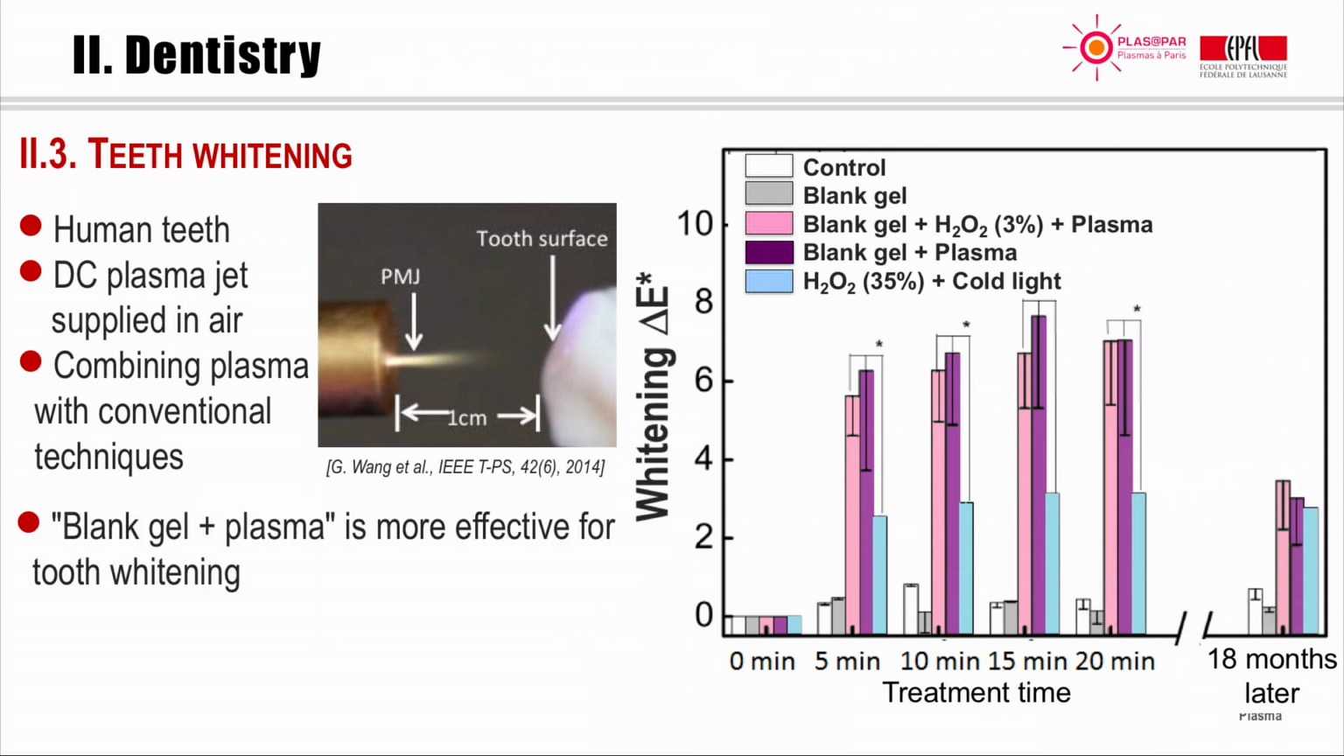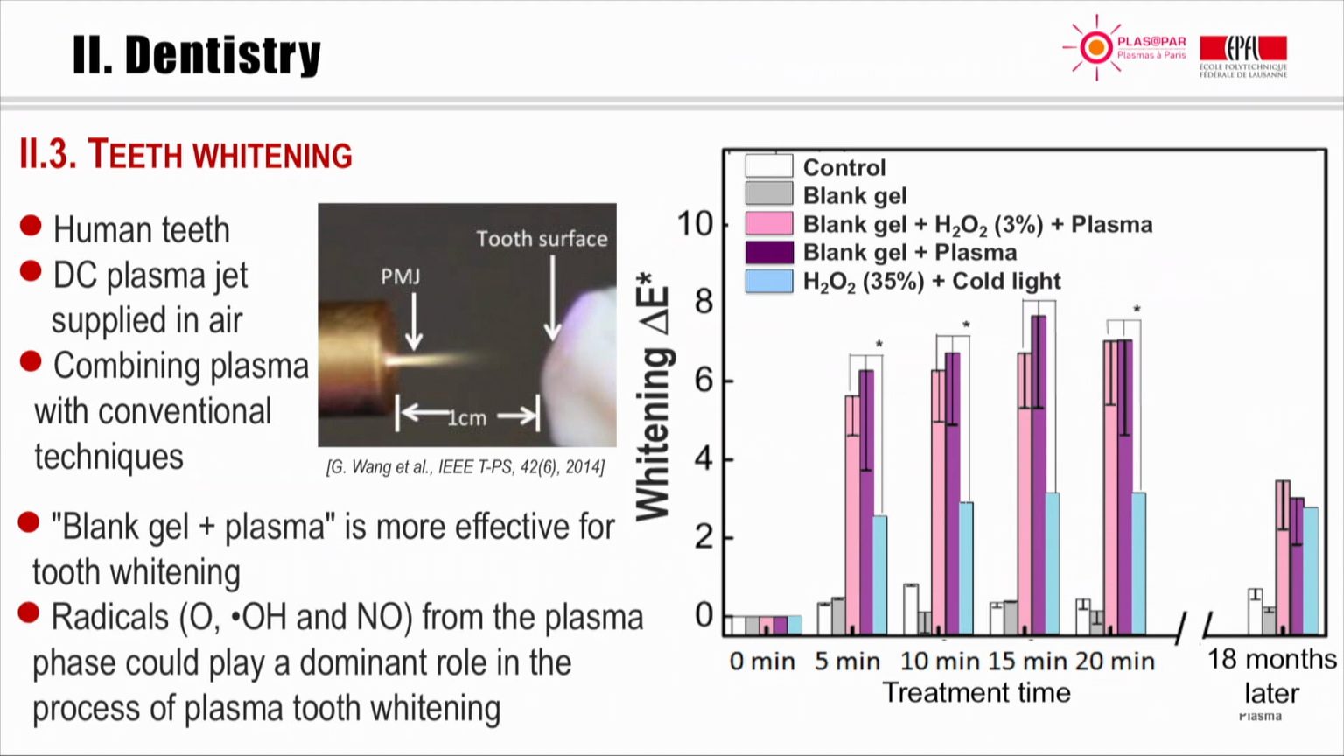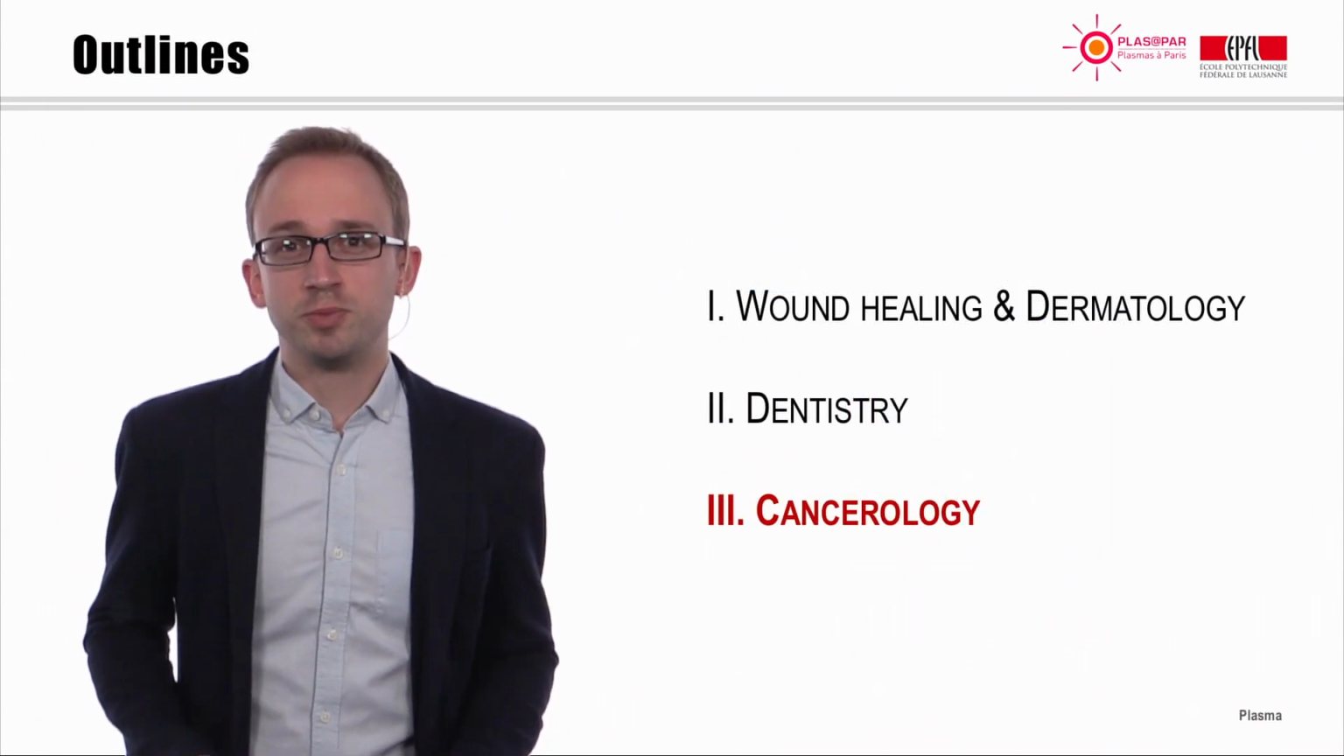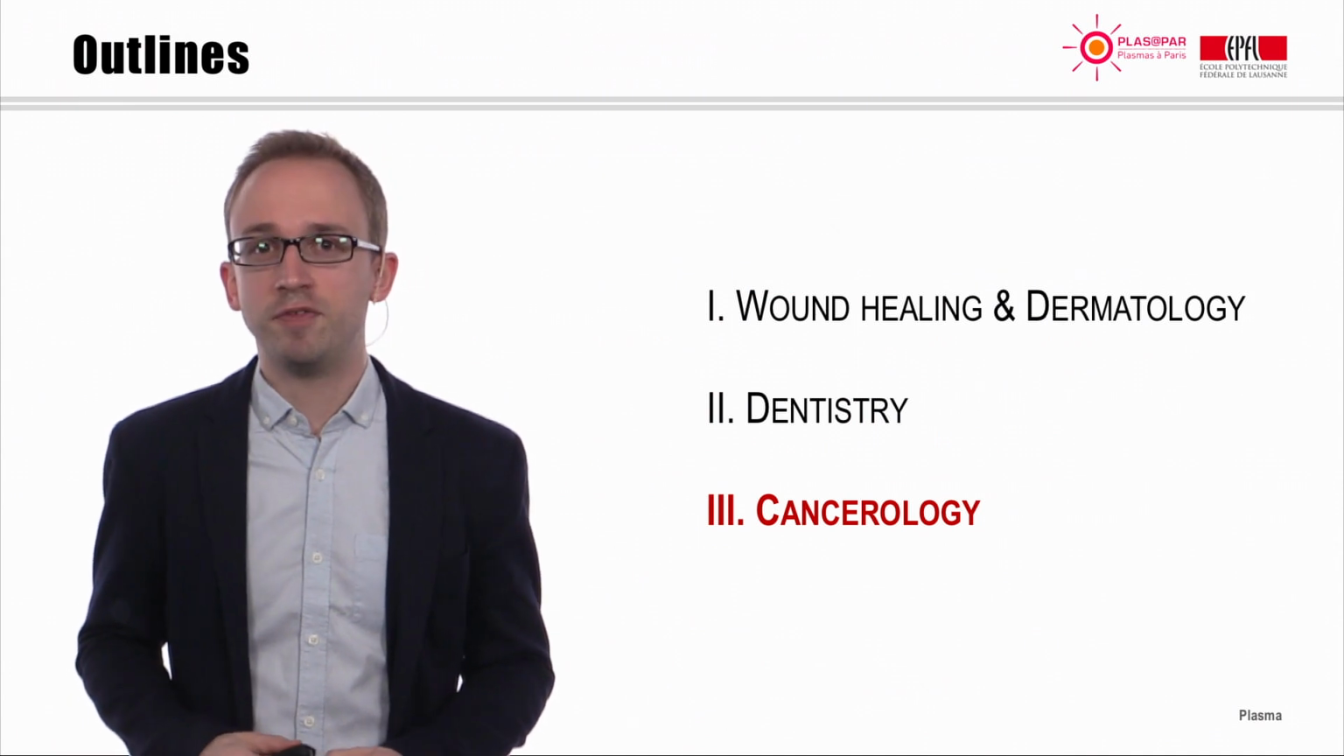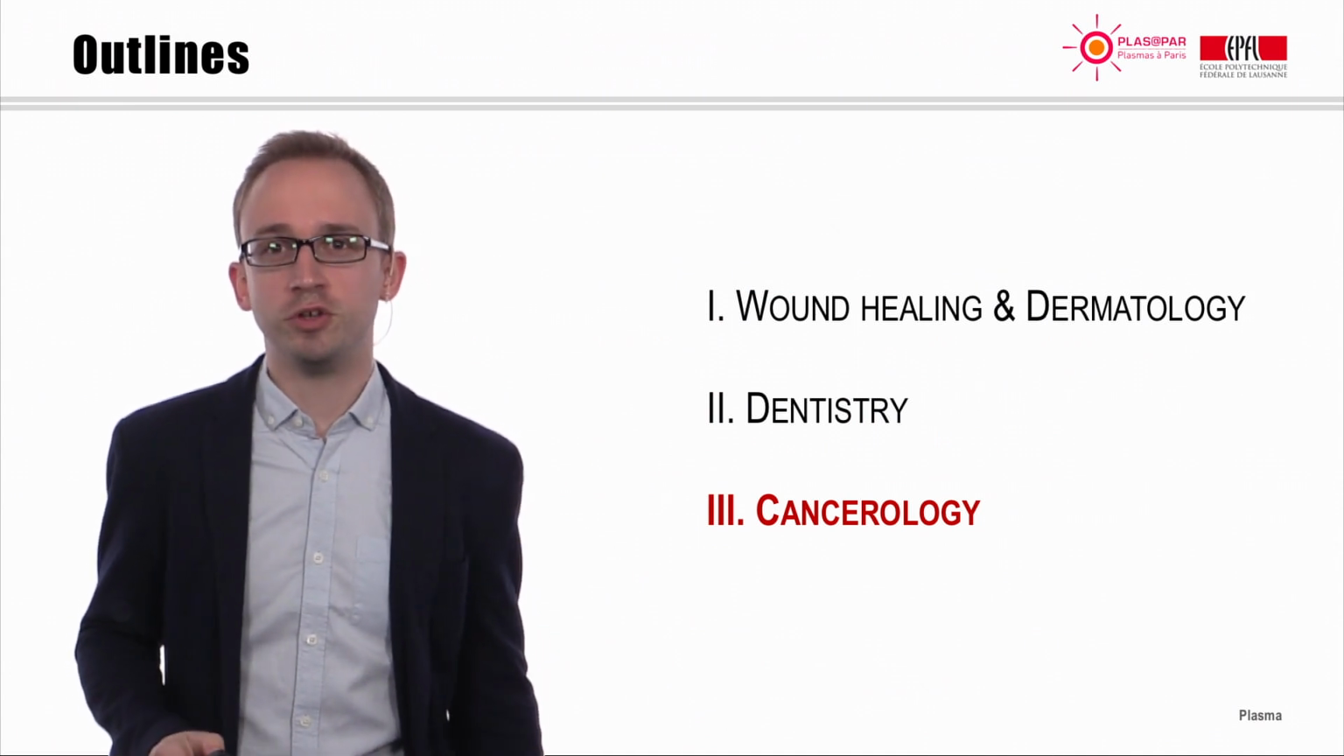Radicals from the plasma phase, such as O, OH, and NO, could play a dominant role in the process of plasma tooth whitening. The last part of this MOOC is now dedicated to the therapeutic effect of cold atmospheric plasmas observed on tumors.